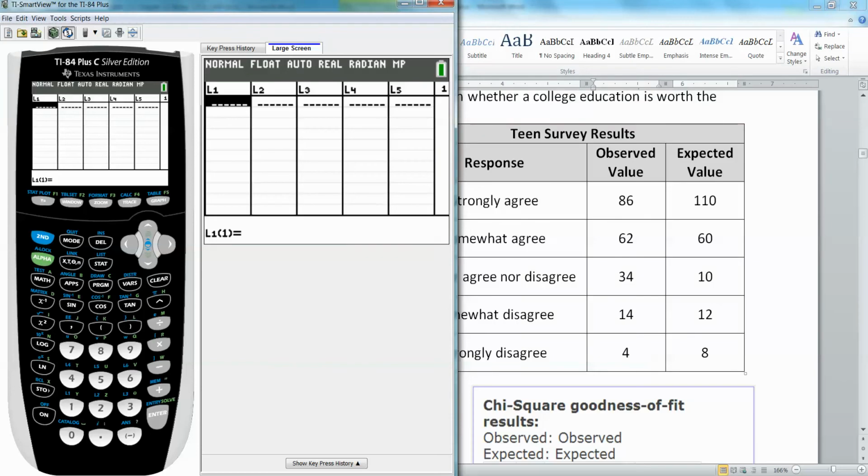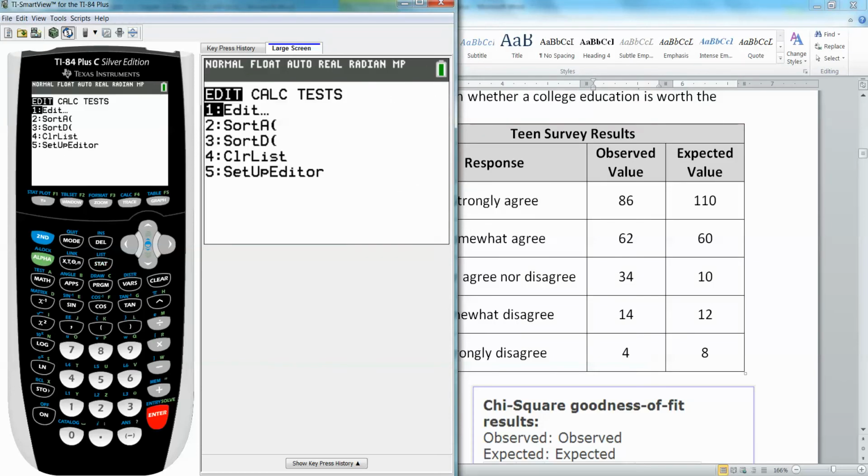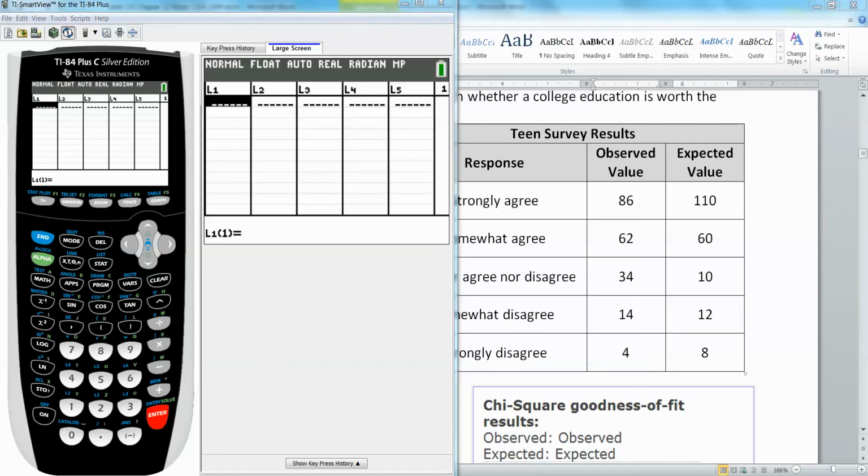All right, so let me make that smaller just so you can see. Now I've gone to Stat, Edit, number 1. And I'm going to type in my values. It doesn't really matter which column you do first. I'll do observed first. So I'm going to type in 86, enter, 62, 34.